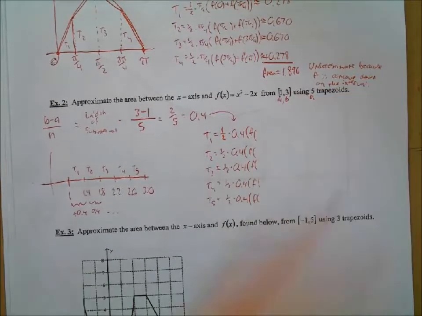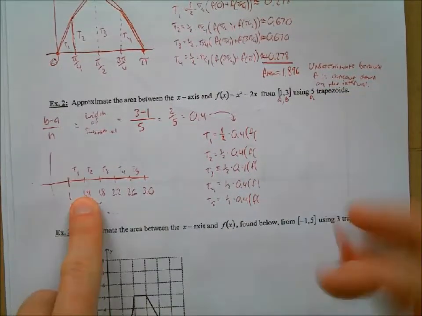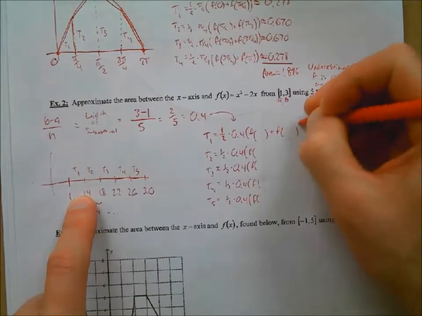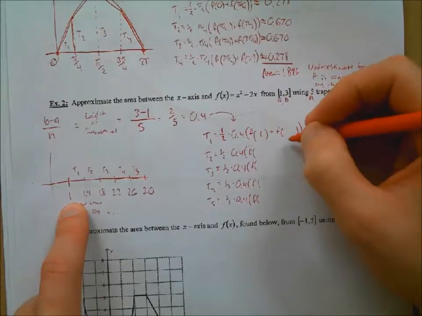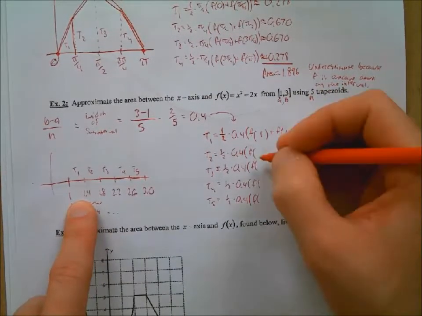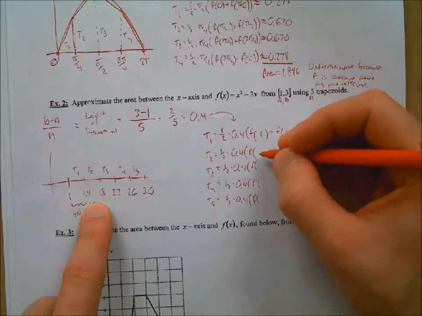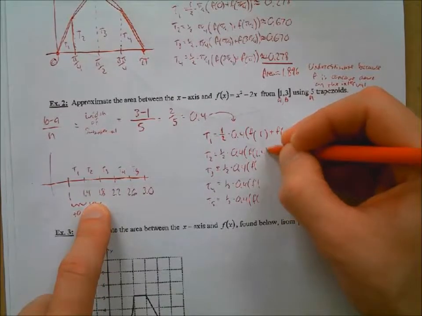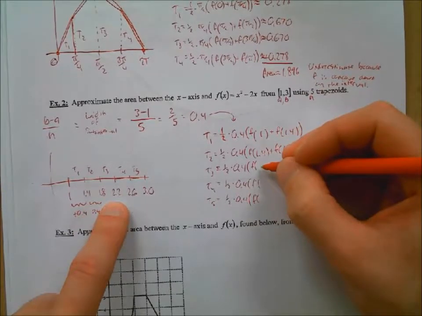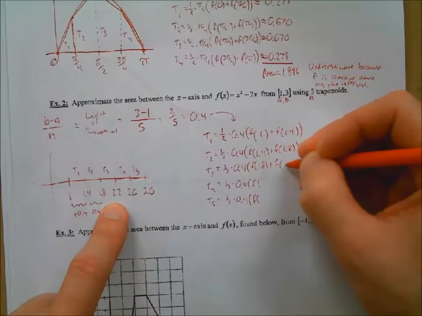So for our first trapezoid here, it's going to be f of what plus f of what? f of 1 plus f of 1.4, exactly right, the two bases there. And then for the next trapezoid, it's going to be f of 1.4 plus f of 1.8, and so on and so forth. You guys can do the rest. I won't make us go through the whole thing.